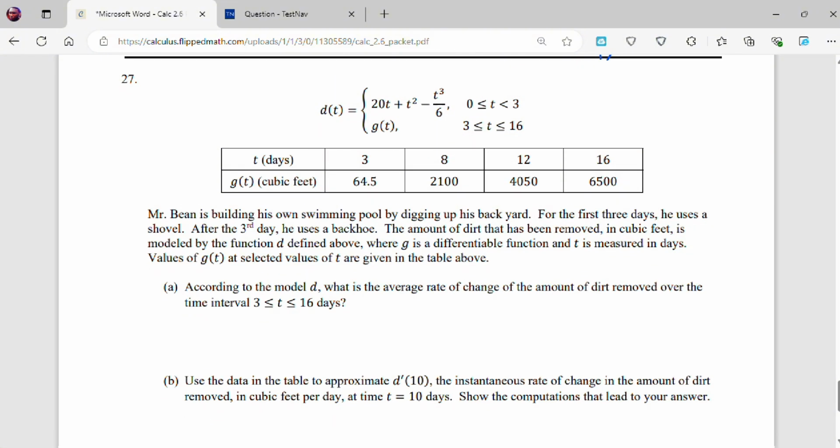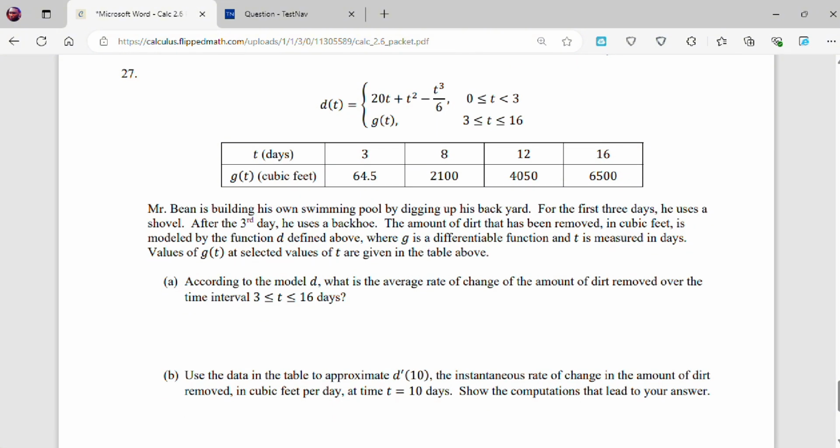All right, last problem. Mr. Bean is building his own swimming pool by digging up his backyard. For the first 3 days, he uses a shovel. After the third day, he uses a backhoe. The amount of dirt that has been removed in cubic feet is modeled by the function d defined above, where g is a differentiable function and t is measured in days. Values of g of t at selected values of t are given in the table above.